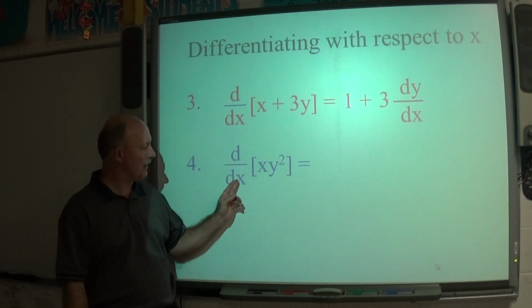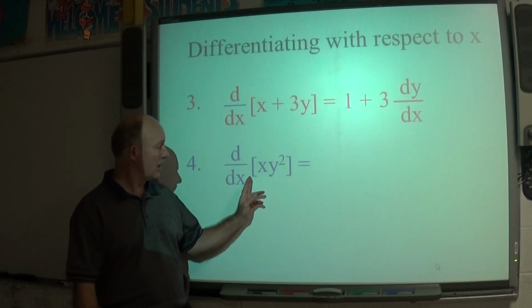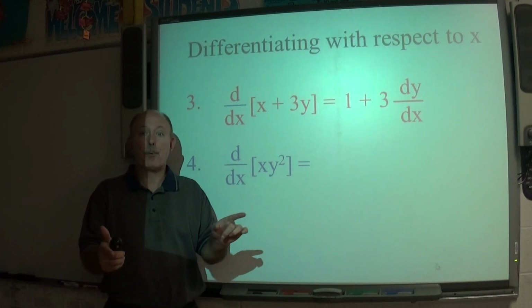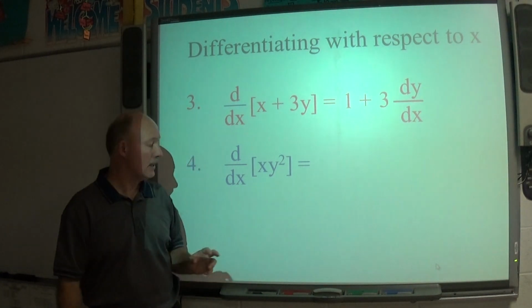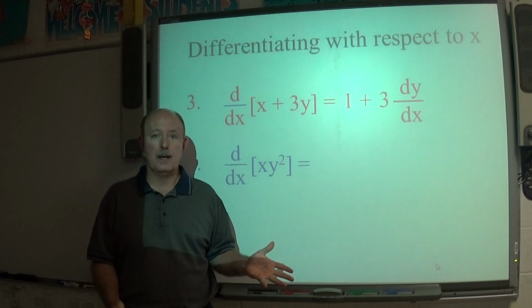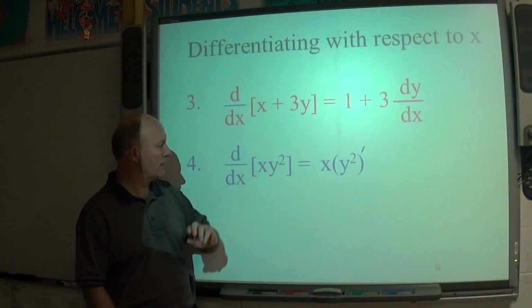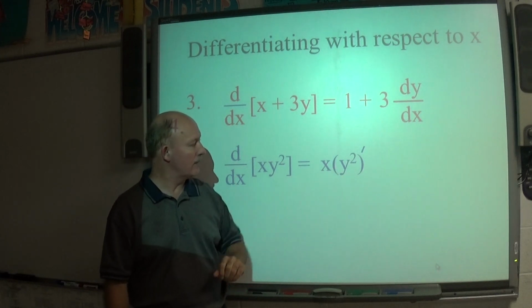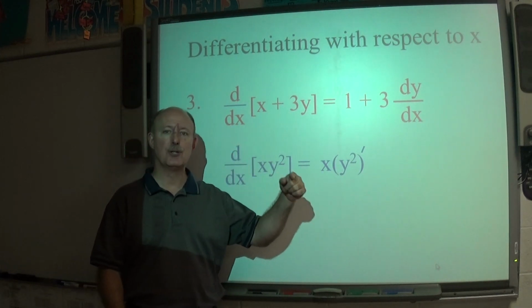Okay, what about the derivative of x times y squared? First thing you ought to notice, x times y squared, that's a product. So if we're going to take the derivative of this expression, we've got to use the product rule. Remember the product rule: x will be your first term times the derivative of the second, so x times the derivative of y squared. So the first times the derivative of the second plus the second times the derivative of the first.